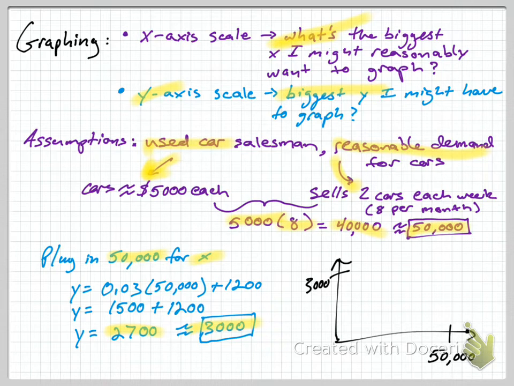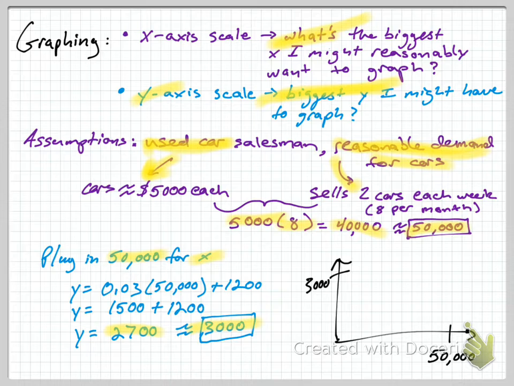First, what's the biggest x I might reasonably want to graph? Second, what's the biggest y I might have to graph? Okay? So we can make some assumptions here. Don't ever be afraid to make assumptions if the problem calls for it. So in this problem, we need to kind of assume that he's a used car salesman and that there's a reasonable demand for cars. Could have assumed other things, but this makes sense.